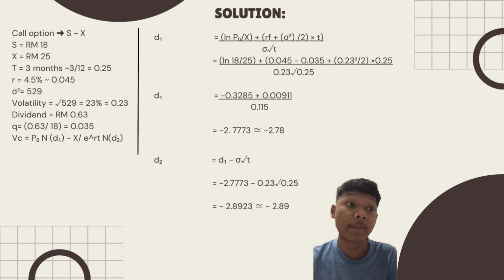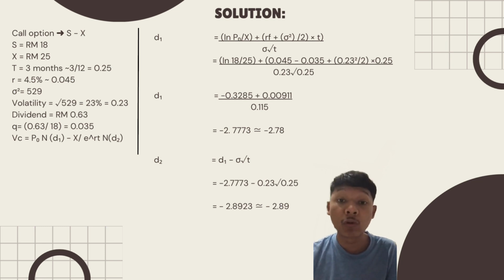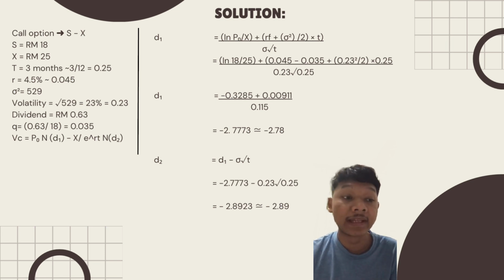Next, we begin by identifying the key variables. S or P, which is 18 ringgit, X is 25 ringgit, T or time frame is 0.25, the RFR is 0.045, the Q is 0.035 from dividend divided by the price, and the standard deviation is 0.23. Now we use the formula for D1 and D2 to calculate the values. After working out the math, we get D1 negative 2.78 and D2 negative 2.89.